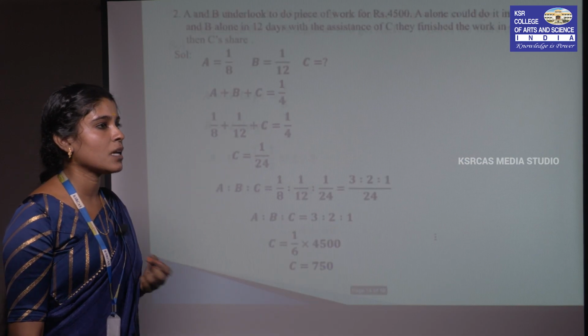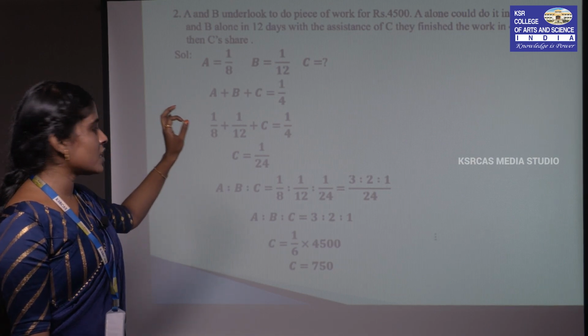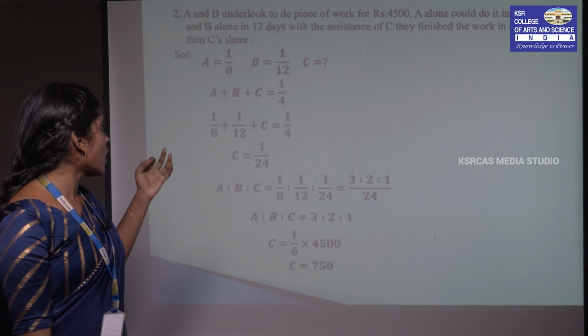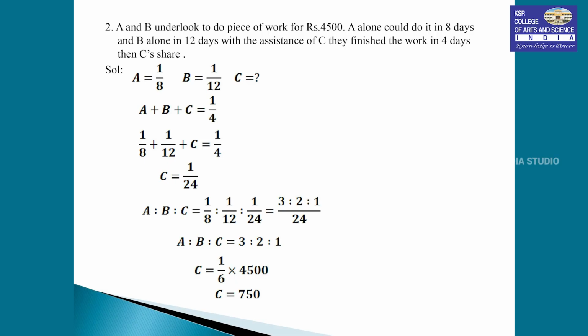So see the second example. This question is also the same. Here additionally one more person is involved. I mean, in the previous question we had to see about 2 people, here we have to see about 3 people. A, B and C do the work and they get the amount rupees 4,500. Then A alone does the work in 8 days.